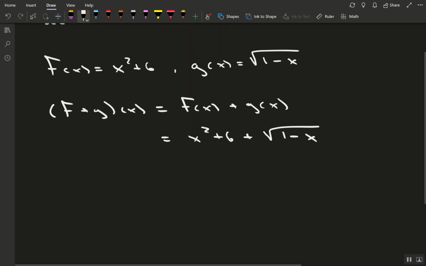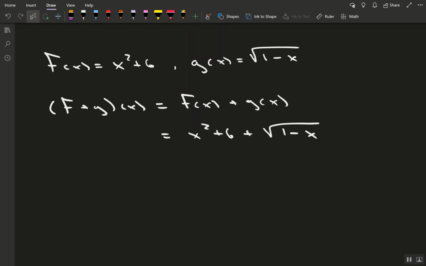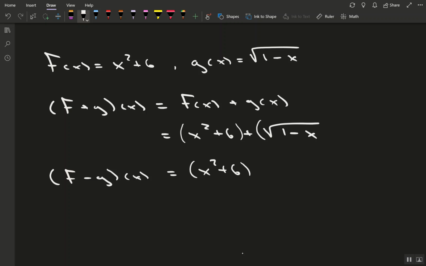I chuckle because you really can't do anything else with it. They're just asking to add them, and none of these are like terms, so you just leave it as it is. That's going to be the similar thing for subtraction. It's just f of x, which is x squared plus 6. And you could use parentheses if you wanted to on these things. But you don't need them.